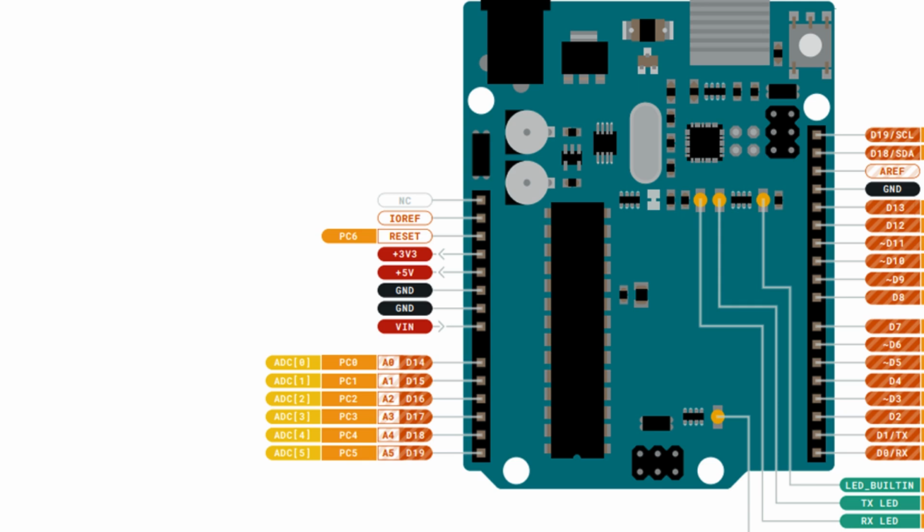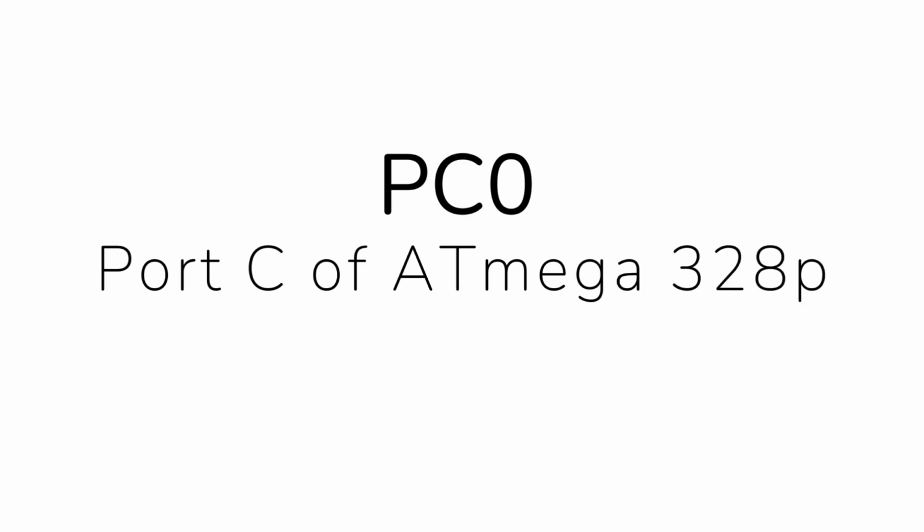What PC0 actually is, is port C of the Atmega 328P. The Atmega 328P is nothing but the microcontroller of the Arduino board. A0 is the pin on the Arduino board, and PC0 is the port of the microcontroller to which that pin is connected. The Atmega 328P has multiple ports. In the Arduino Uno, we have three ports: port B, port C, and port D.